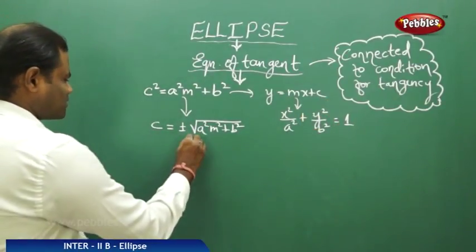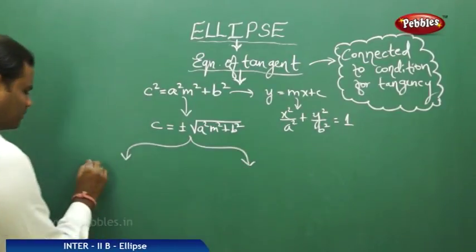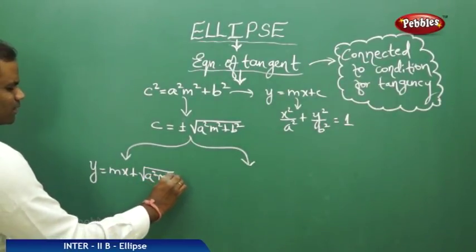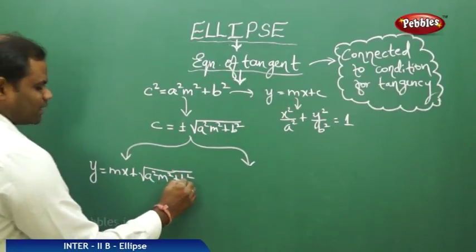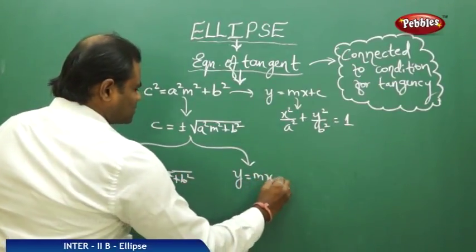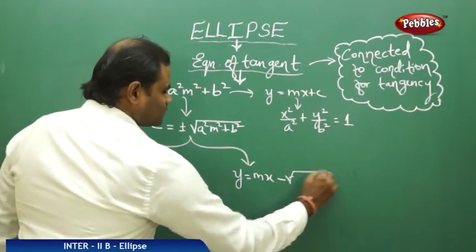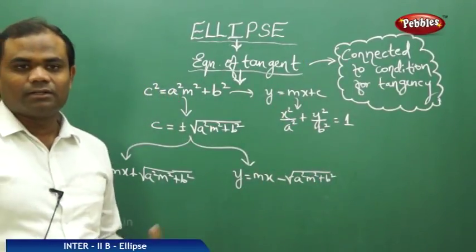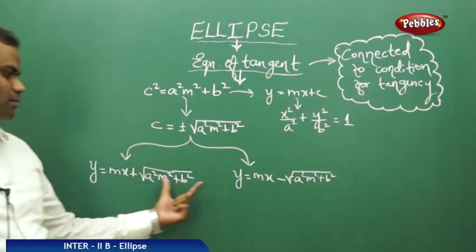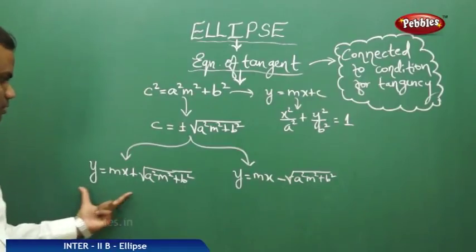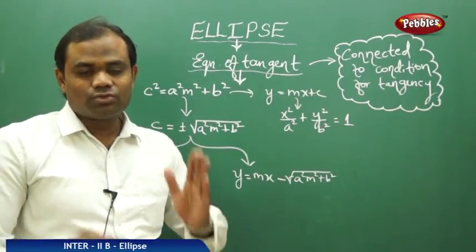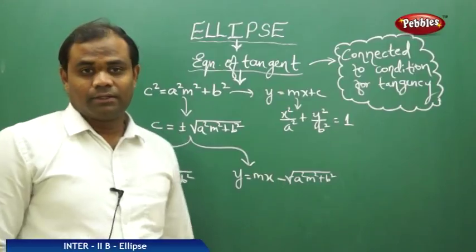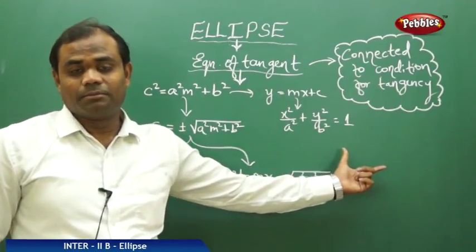That implies these two values of c give me two lines, one given by y = mx + √(a²m² + b²), and the other given by the minus sign, that is y = mx − √(a²m² + b²). This is how we understand the two cases, mx plus the root and mx minus the root. So these are said to be the two tangents for the ellipse. There are always two such tangents for a given slope. Let's see how those two tangents look in the diagram of the ellipse.